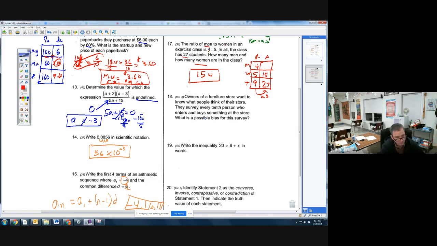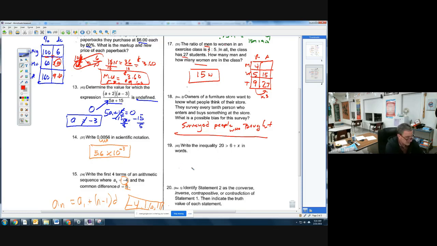I would say another bias is that they're only surveying people that come to their store. If they really wanted to survey, they should go out to Walmart and see what people think of their store at Walmart. But the issue here is they only surveyed people who actually bought something. You could have a whole bunch of stuff there.